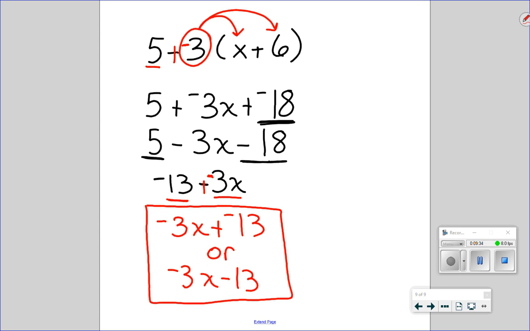So that's how you use the distributive property to simplify expressions. Just remember, if there's a minus sign in front of that number, you're essentially distributing a negative number to everything on the inside. Also, it's important to remember that you have to distribute before you combine like terms. So always do your distributive property first.